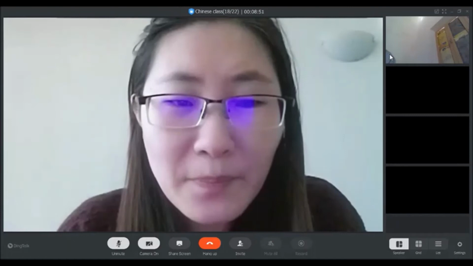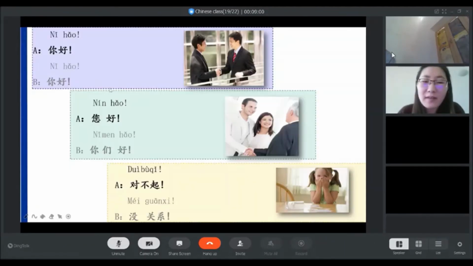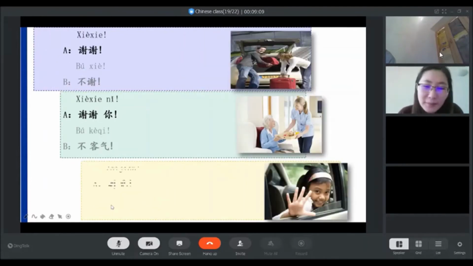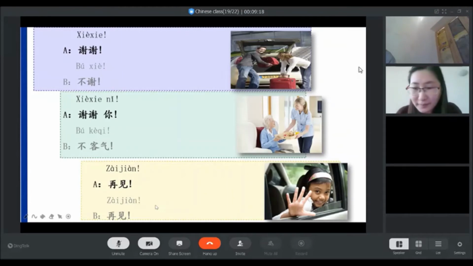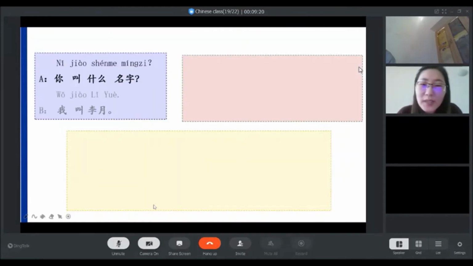In lesson one, we learned the greeting, how to greet others. 你好，你好，您好，你们好，对不起，没关系。And in lesson 2, we learned 谢谢，不谢，谢谢你，不客气，再见，再见。And in lesson 3, we learned how to ask one person's name.